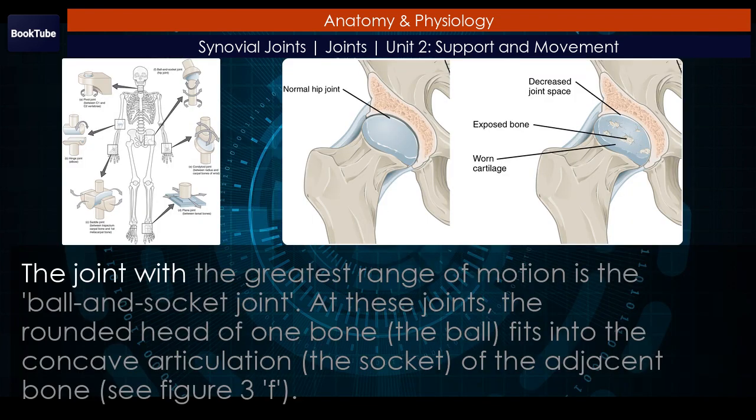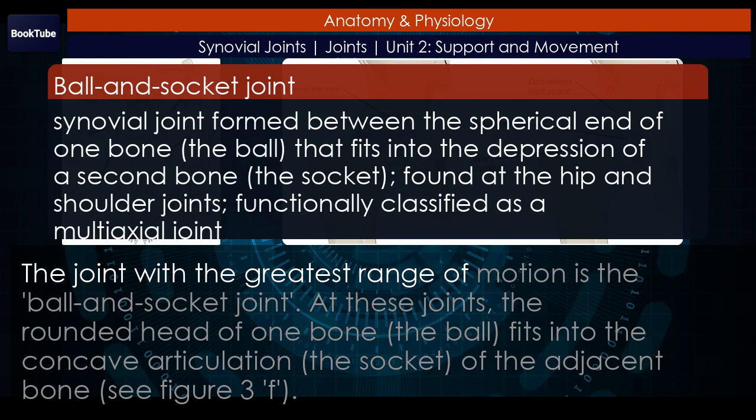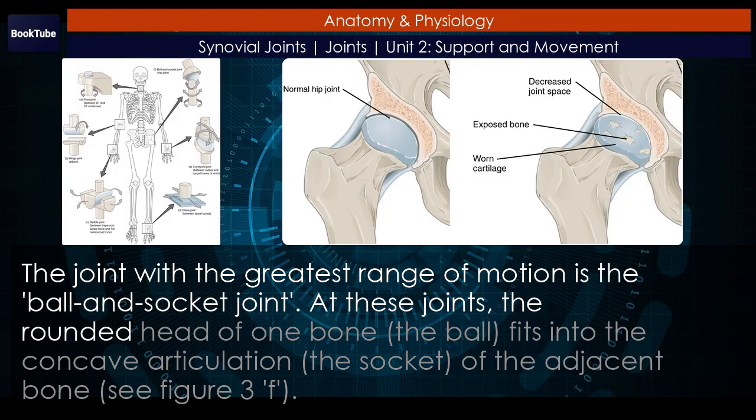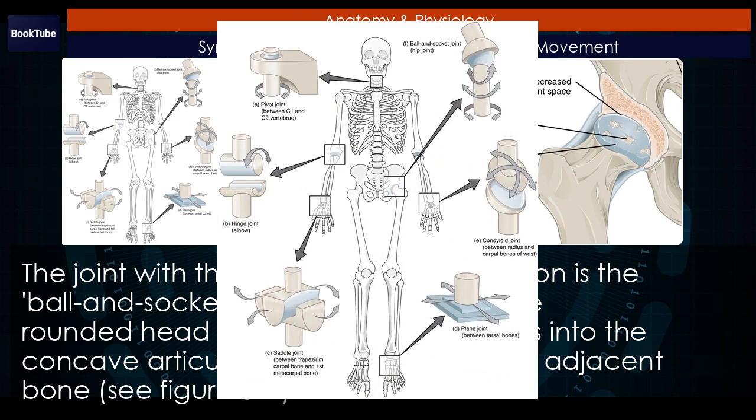Ball and socket joint. The joint with the greatest range of motion is the ball and socket joint. At these joints, the rounded head of one bone, the ball, fits into the concave articulation, the socket, of the adjacent bone. See Figure 3f.